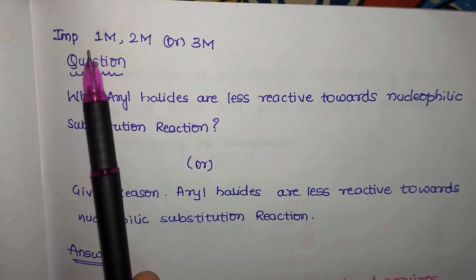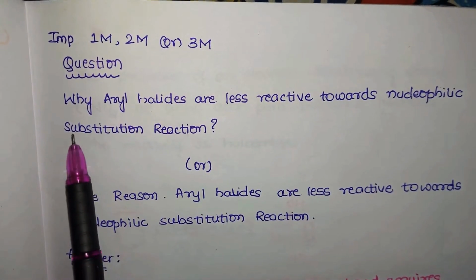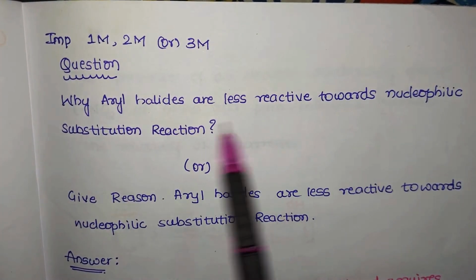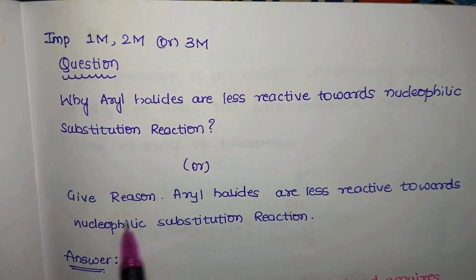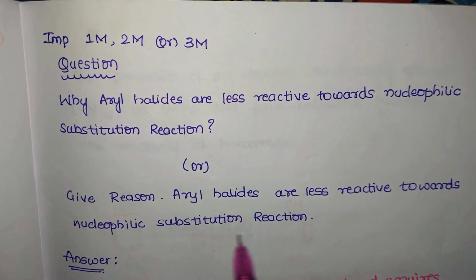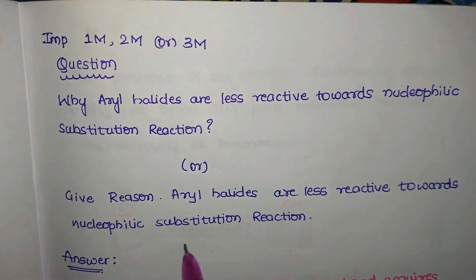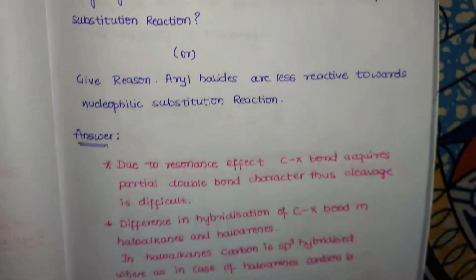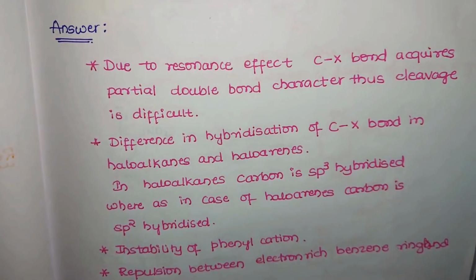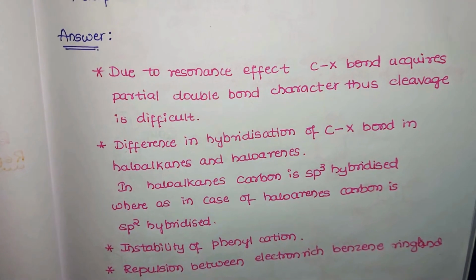Usually the question is asked in the exam for 1 mark, 2 marks or 3 marks: why are aryl halides less reactive towards nucleophilic substitution reaction, or give reason aryl halides are less reactive towards nucleophilic substitution reaction. So you can take a screenshot of the answer. The answer has 4 points and we'll list them one by one, which we have already studied.